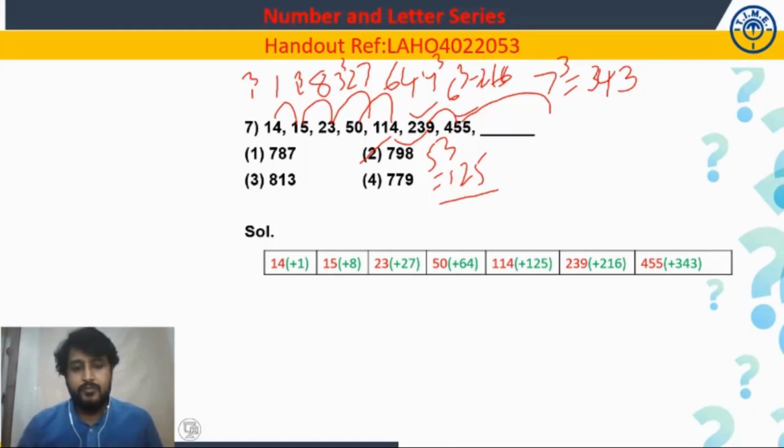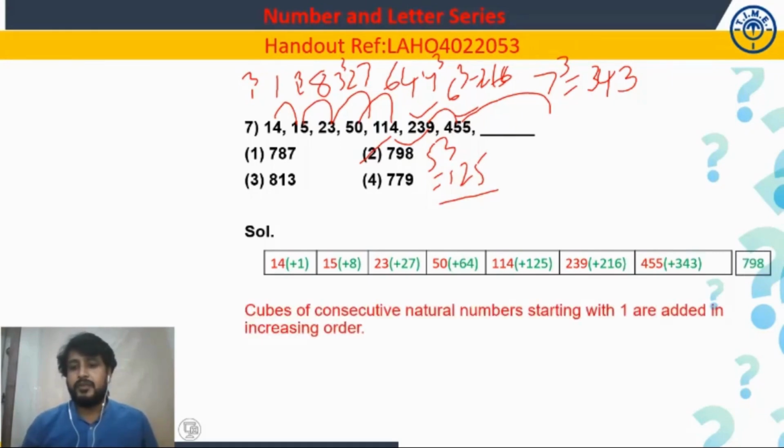So copy the logic. 14 plus 1, which is 1 cube, 15. 15 plus 8, which is 2 cube, 23. 23 plus 27, which is 3 cube, 50. 50 plus 64, which is 4 cube. So 1 cube, 2 cube, 3 cube, 4 cube, consecutive natural numbers. Next will be 125. So 114 plus 125, 239. So 5 cube is over. Next will be 6 cube. So 239 plus 216, which is 6 cube, 455. So finally 7 cube: 455 plus 343, which is 7 cube, equals 798. Choice 2.